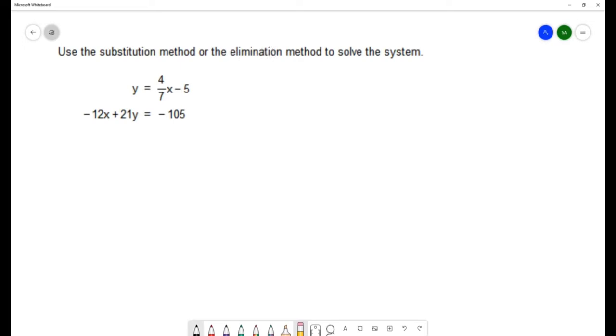When you have the substitution method, your first step is to rewrite one of the equations by solving for a variable, either x equals or y equals. So I'm noticing that we already have one of our equations in that format with the y equals. The other method, the elimination method, you want to have all of your like terms lined up. So the system needs to look something like this. It doesn't have to look exactly like this, but most of the time this is what it would look like.